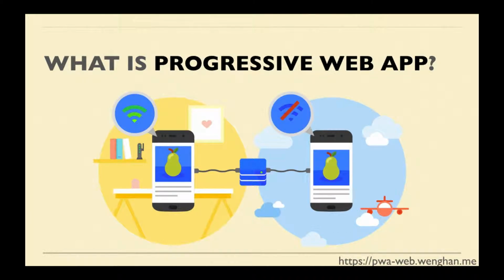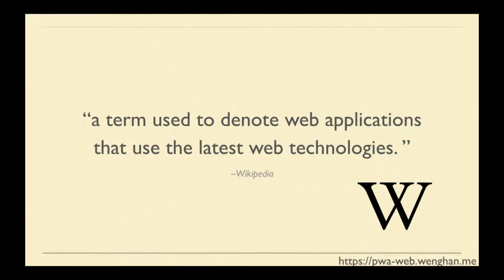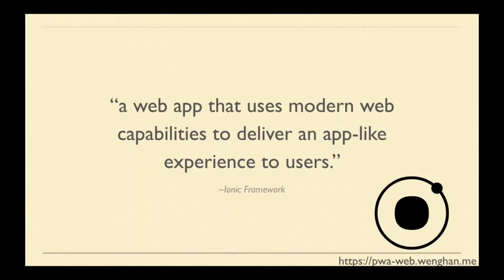So what is a progressive web app? According to Wikipedia, it's a term used to denote web applications that use the latest web technologies. This definition is a bit abstract because latest web technologies could be anything. Therefore, I like how Ionic defines progressive web app. Ionic said it is a web app that uses modern web capabilities to deliver an app-like experience to the users. So the app-like experience is the highlight of this.